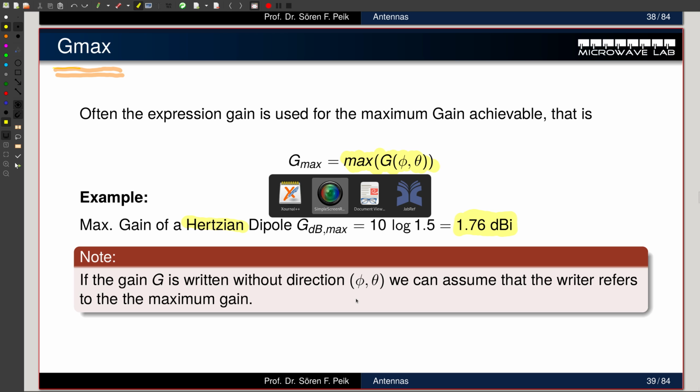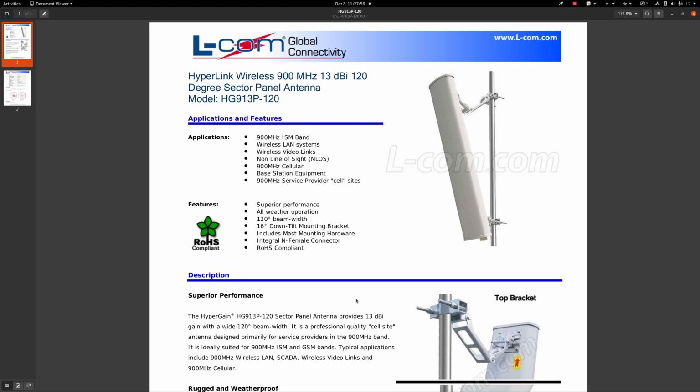I can show you an example of a real antenna I have here. This is a data sheet of an antenna you can buy. It's a 900 megahertz antenna for a base station, the typical antenna you see everywhere in the city, stuck to posts and on rooftops. It's very typical for mobile communication at 900 megahertz. In the very first line it says 13 dBi, which means this antenna has a maximum gain of 13 dBi and has a beam width of 120 degrees, which I'll show you in a second, tilt down angle and so on.